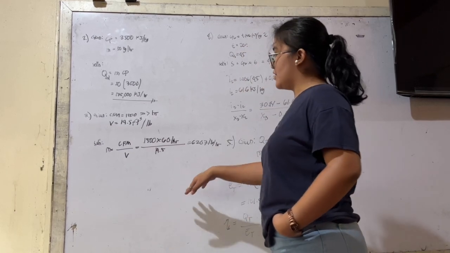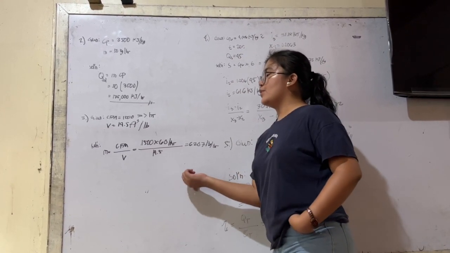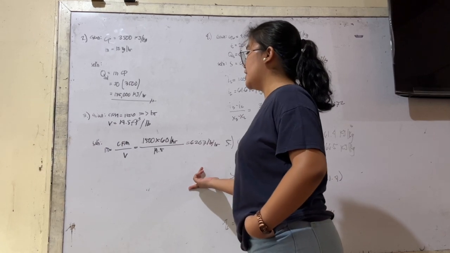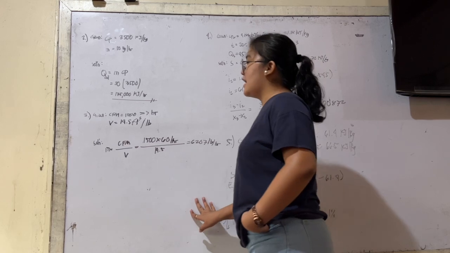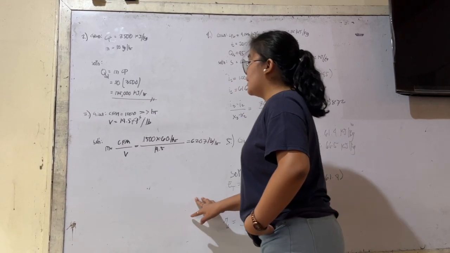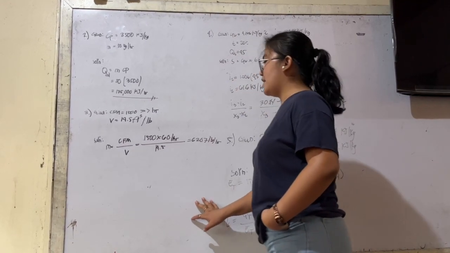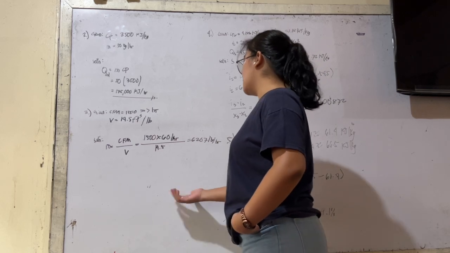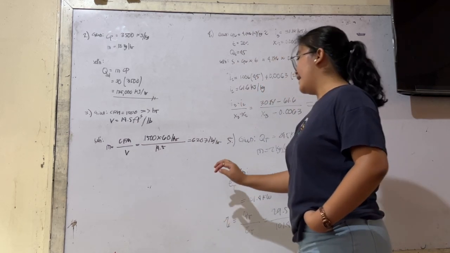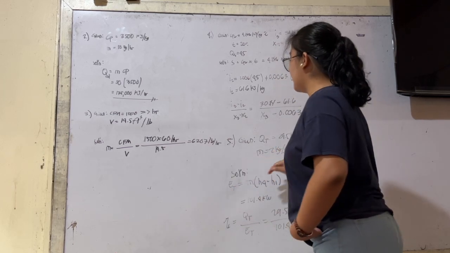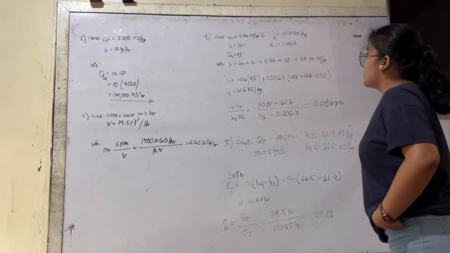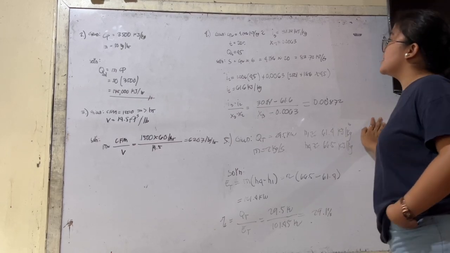And for D, we have a given of CFM equals to 1,500 converted to hour. And we have a V is equals to 14.5 kg per pound. So when we solve for the mass, we have a formula of CFM over V. So we're going to plug in, and we're going to have 6,207 pounds per hour.